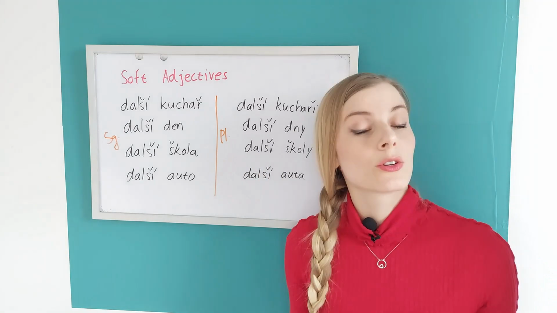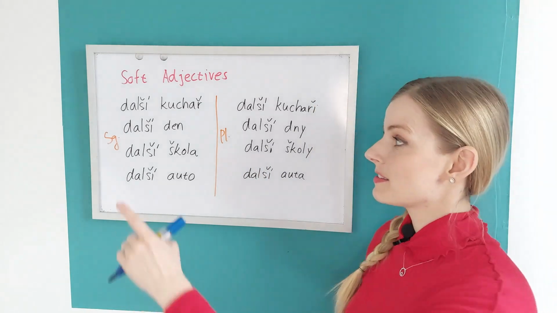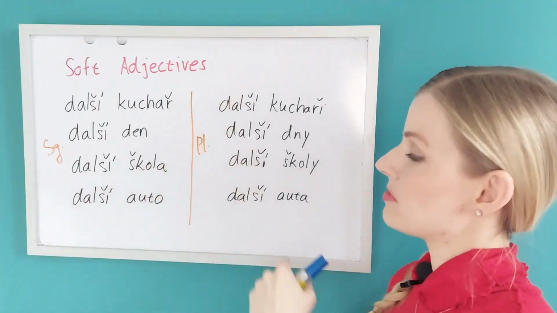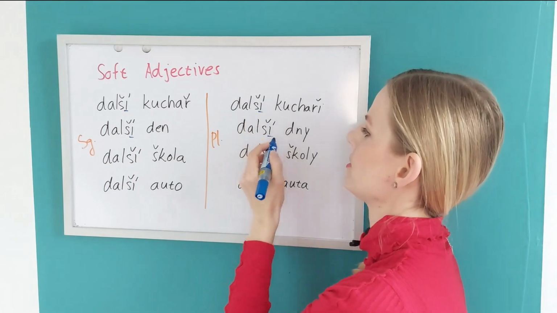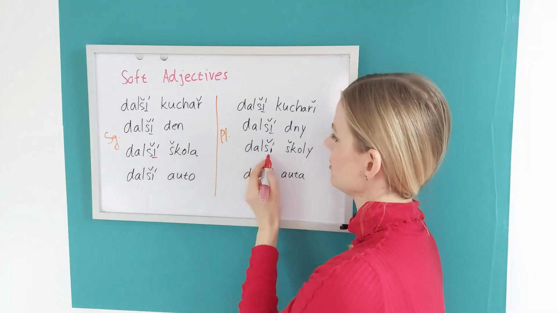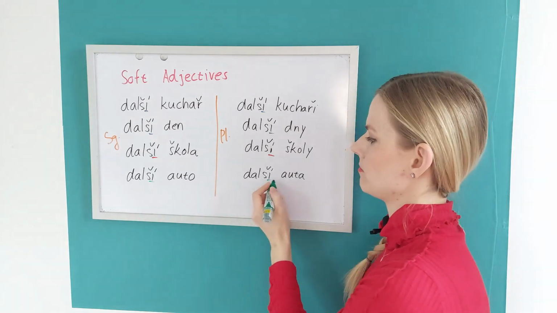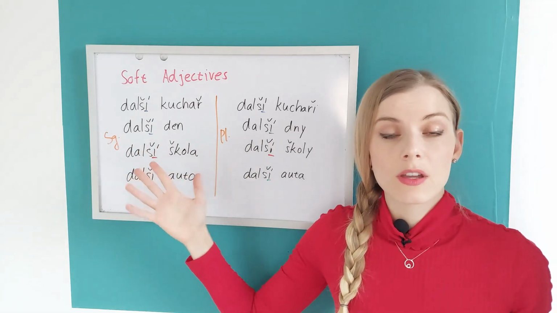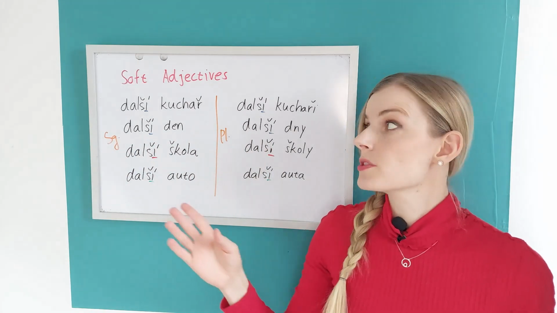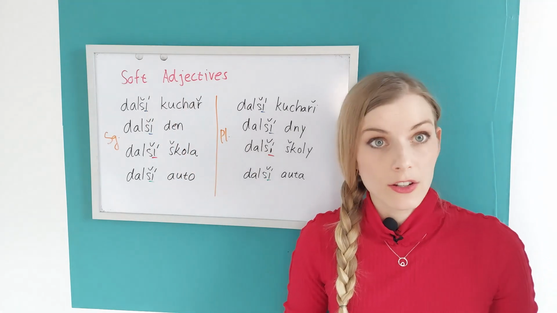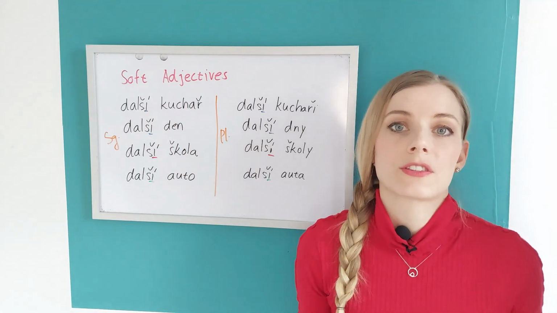Other cars. You're probably pleasantly surprised that all these forms are identical. Další, další, další, další. They are spelled the same way, they sound the same way in their nominative form. So these soft adjectives are a lot easier. What other soft adjectives are there?